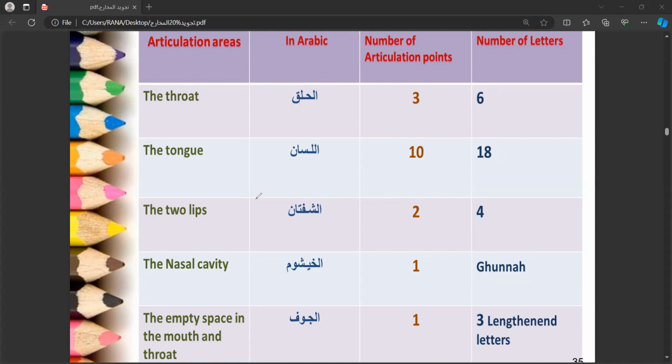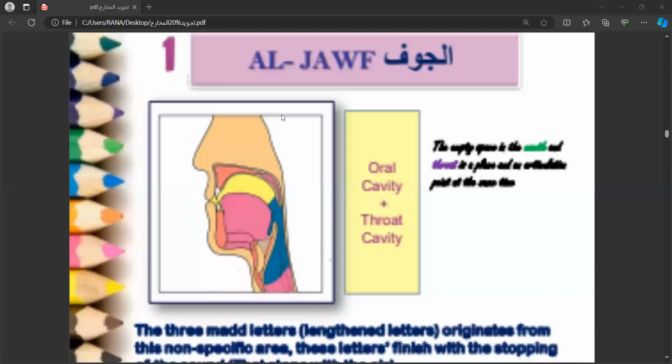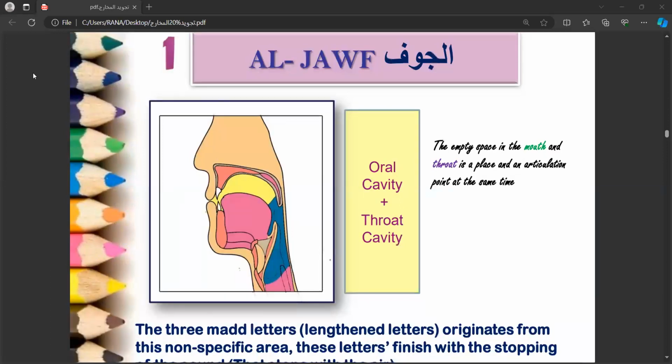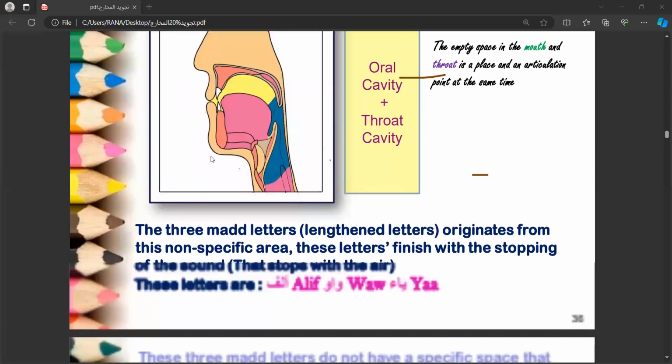And then here, first one, الجوف. Bismillah. Where is الجوف? الجوف, the empty space in the mouth and throat, is a place and an articulation point at the same time. From الجوف, ya Nafisa, we pronounce 3 letters, 3 mad letters. The 3 mad letters, lengthened letters, originate from this non-specific area.